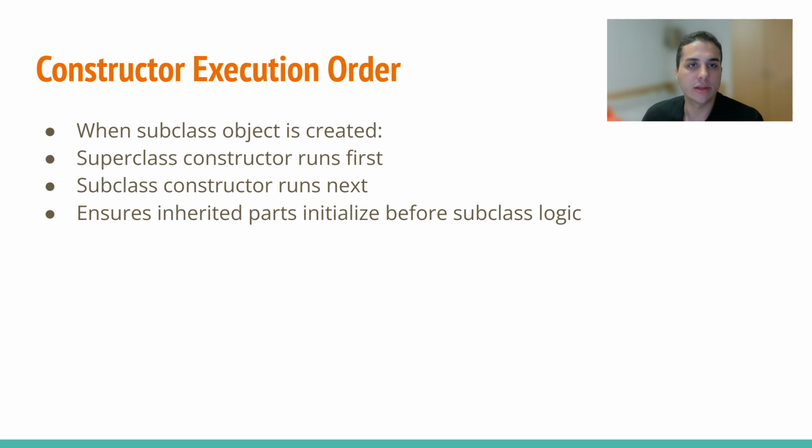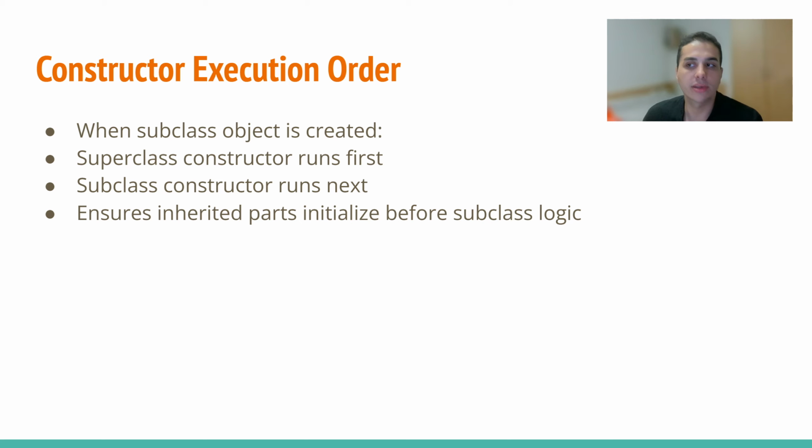So the constructor execution order: when you create an object of a subclass, constructors in the inheritance chain all run. First, the superclass constructor executes, the class where it came from. Then the subclass constructor. Actually, Java ensures that before a subclass constructor runs, it automatically calls its superclass constructor. And this happens recursively up to Object. This makes sure that inherited parts of the object are initialized properly before the subclass adds its own initialization.